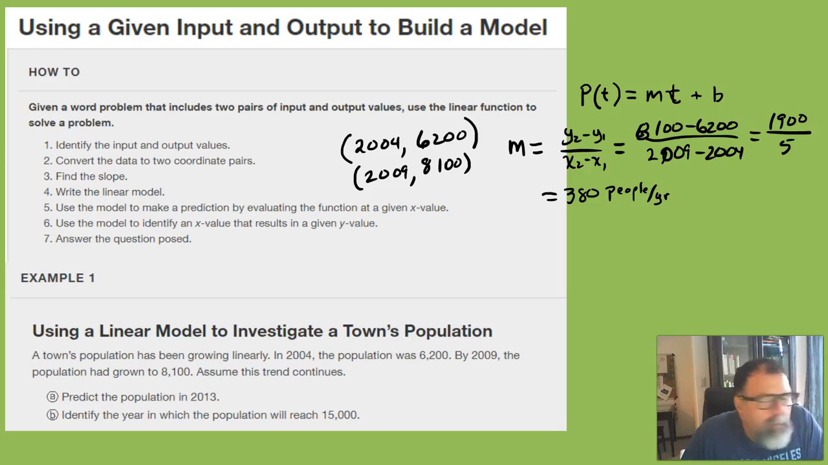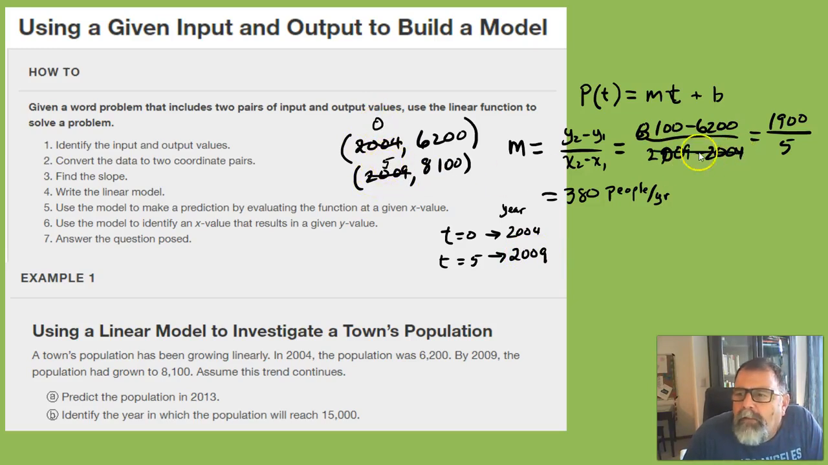What we can do is we can shift this and we'll call this time 0. So t equals 0 is equal to the year 2004. So t equals 5 would be, then you just add 5 there. 2004 plus 5 would be 2009. Okay, so we can change this to 0 and 5, which is not going to change the outcome because 5 minus 0 is still 5.